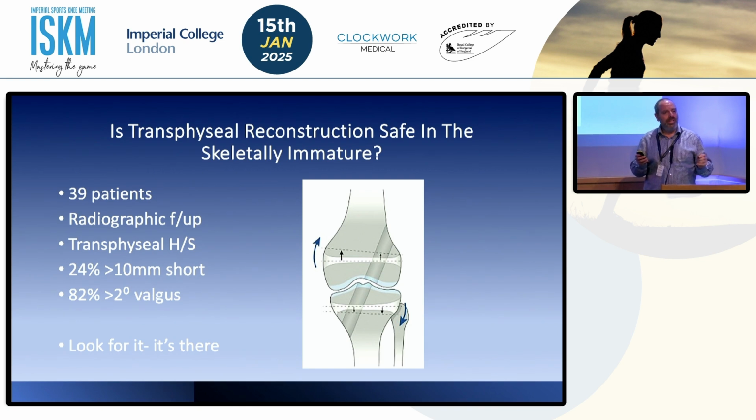The first comes from Peter Fauner in Denmark in Aarhus, who looked at a series of kids with a mean age of 11 and a half, transphyseal ACL reconstruction with MRI scan post-operatively. He found that a quarter of them had a centimetre of shortening and over 80% had valgus of the distal femur, and that's the pattern on the picture that you get with this failure. So it tells you that if you look closely, failure is properly there.